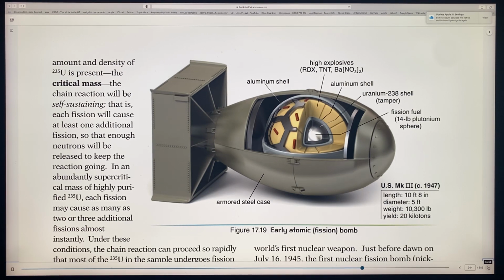Each fission will cause at least one additional one, so that enough neutrons would be released to keep the reaction going. Trying to keep the reaction going for a significant amount of time is pretty important, because when a reaction runs huge in multiple seconds, this whole thing could just blow up. You know how that could be, and we've seen that in the bomb. So in an abundantly supercritical mass of highly purified uranium, each fission may cause as many as 2 or 3 additional fissions almost instantaneously, just instantly.